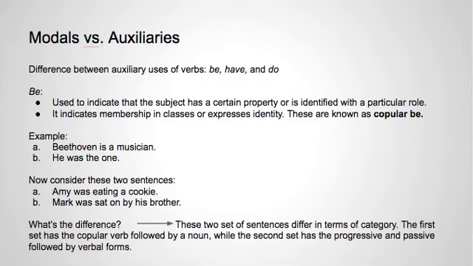These two sets of sentences differ in terms of category. The first set, Beethoven is a musician and he was the one, have the copular verb followed by a noun, while the second set has a progressive, was eating, and a passive, was sat on by, followed by verbal forms. Therefore, the second set do not take the copular be.